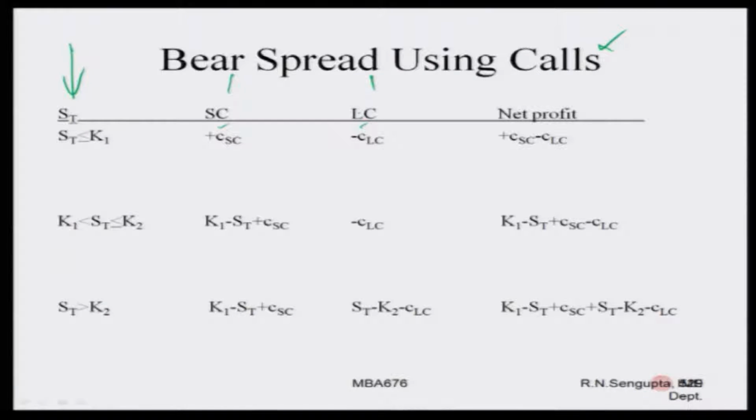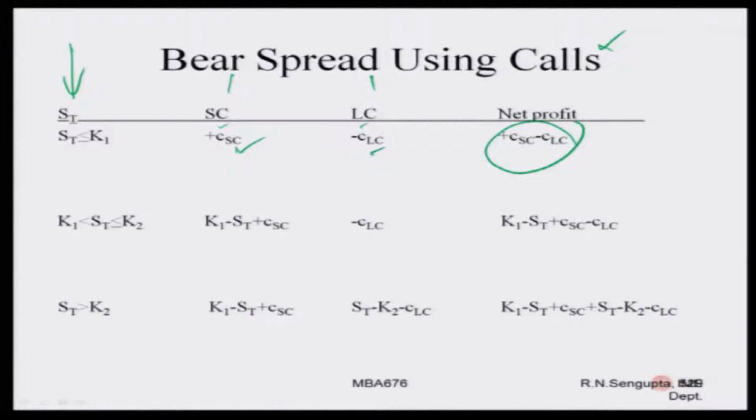In the first instance, both of them are not exercised, hence the profit is given by the difference with a negative or a positive sign, whatever it is. The moment ST is greater than K1 and less than K2, the short call will be exercised and the long call would not be exercised.